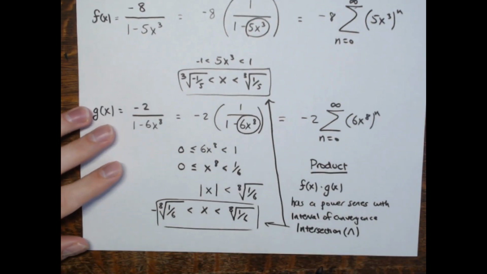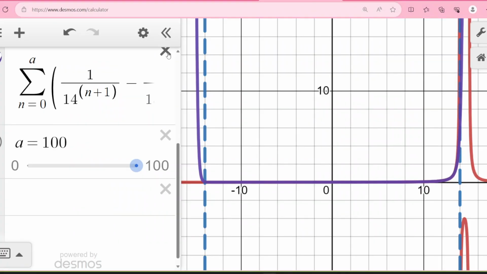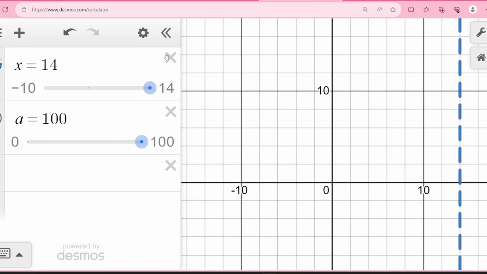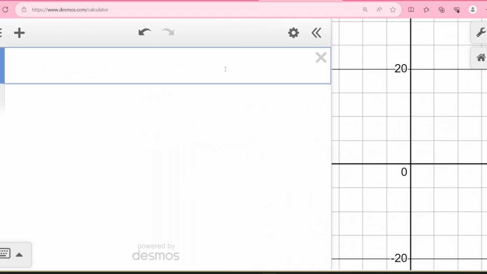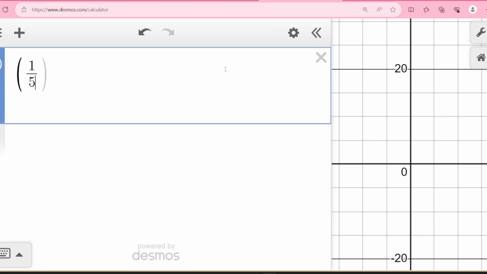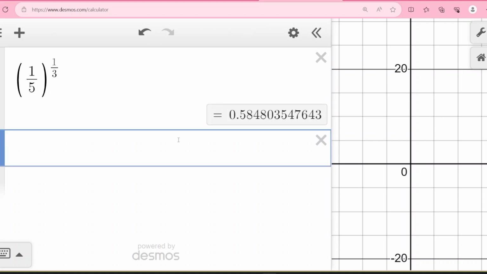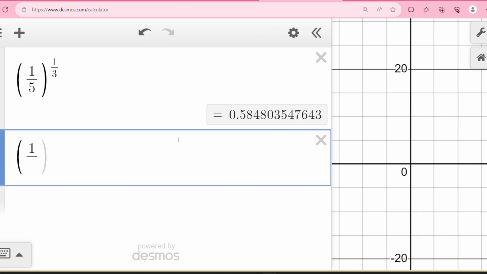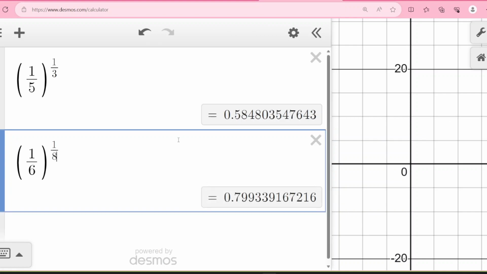Now, which numbers are bigger, which numbers are smaller? I could do some sort of logarithm thing, but I'm just going to go to a calculator and see which one of these is bigger, which one's smaller. Clear all this stuff from a previous problem out. Blow this up a bit. All right, so we have 1/5 and the cube root of 1/5, so raised to the 1/3 power, that's about 0.58. And then the other interval of convergence involved 1/6, the 8th root of 1/6, so 1/6 to the 1/8 power, which is bigger.